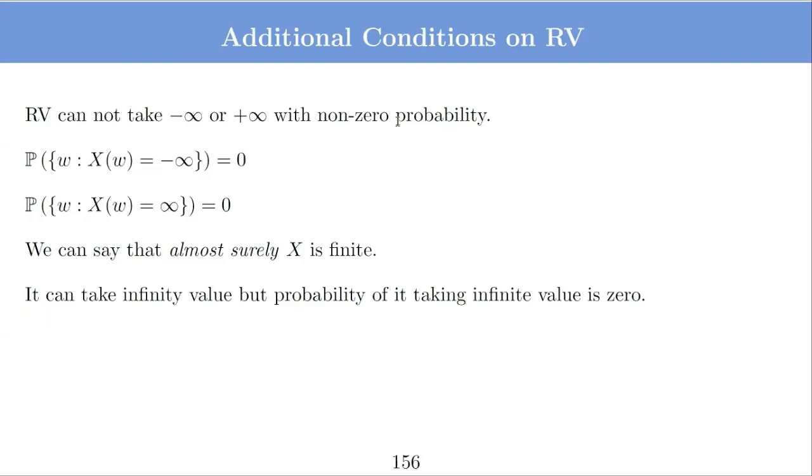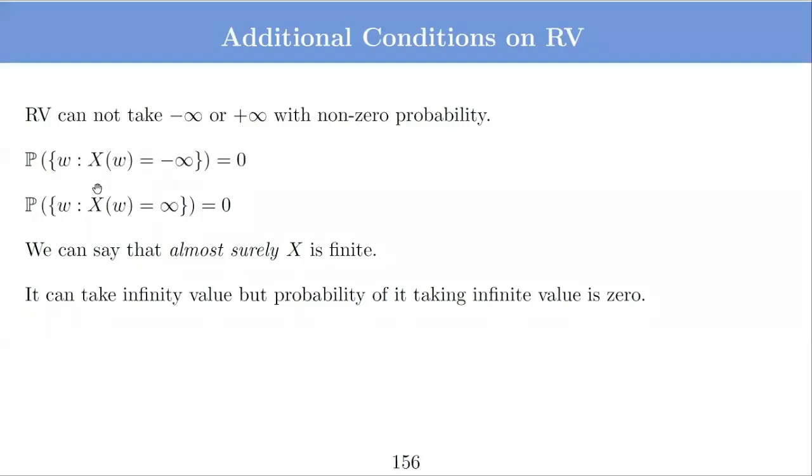Okay, so from the CDF we actually put two more constraints on random variables. We say that a random variable cannot take -∞ and +∞ with non-zero probability. So X can take any value, but it cannot take -∞ or +∞ with non-zero probability. This means that the probability of all omega such that X(omega) is -∞ should be 0. Right? So the probability that X(omega) takes value -∞, or in other words, the probability of the set of all outcomes which maps to -∞, should be 0. Similarly, for +∞ also 0.